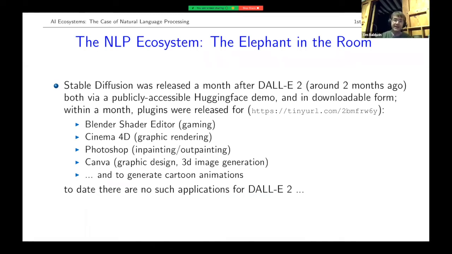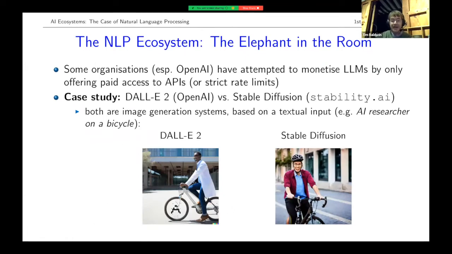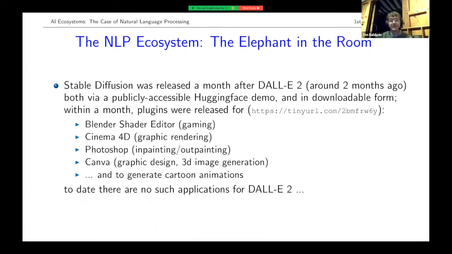The point here, though, is a perhaps unsurprising but fascinating thing that's happened. Stable Diffusion was released by Stability.ai, which I hadn't mentioned, but was in the previous slide, a month after DALL-E 2, which made a big splash when it was first released about 2 months ago.